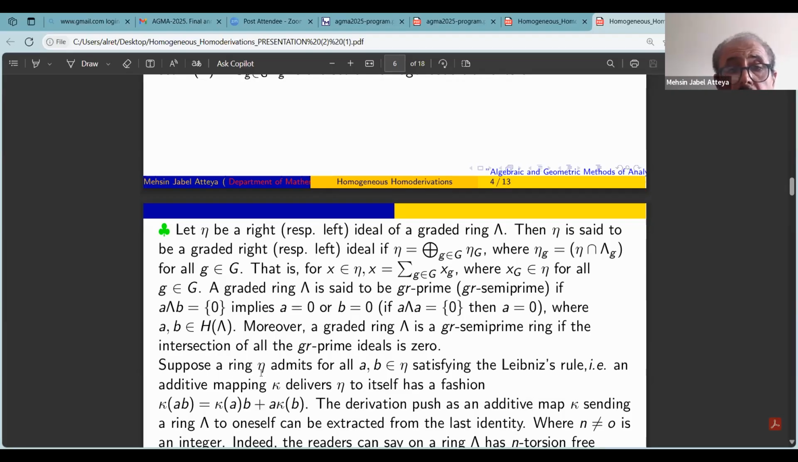Suppose that a ring lambda is given, for all a, b in lambda, and an additive mapping kappa satisfying the Leibniz rule. Here I just repeat the same previous symbol, but you can say delta or eta because I speak here about a ring. An additive mapping kappa that satisfies the Leibniz rule, delivering lambda to itself as the following, is called a derivation.